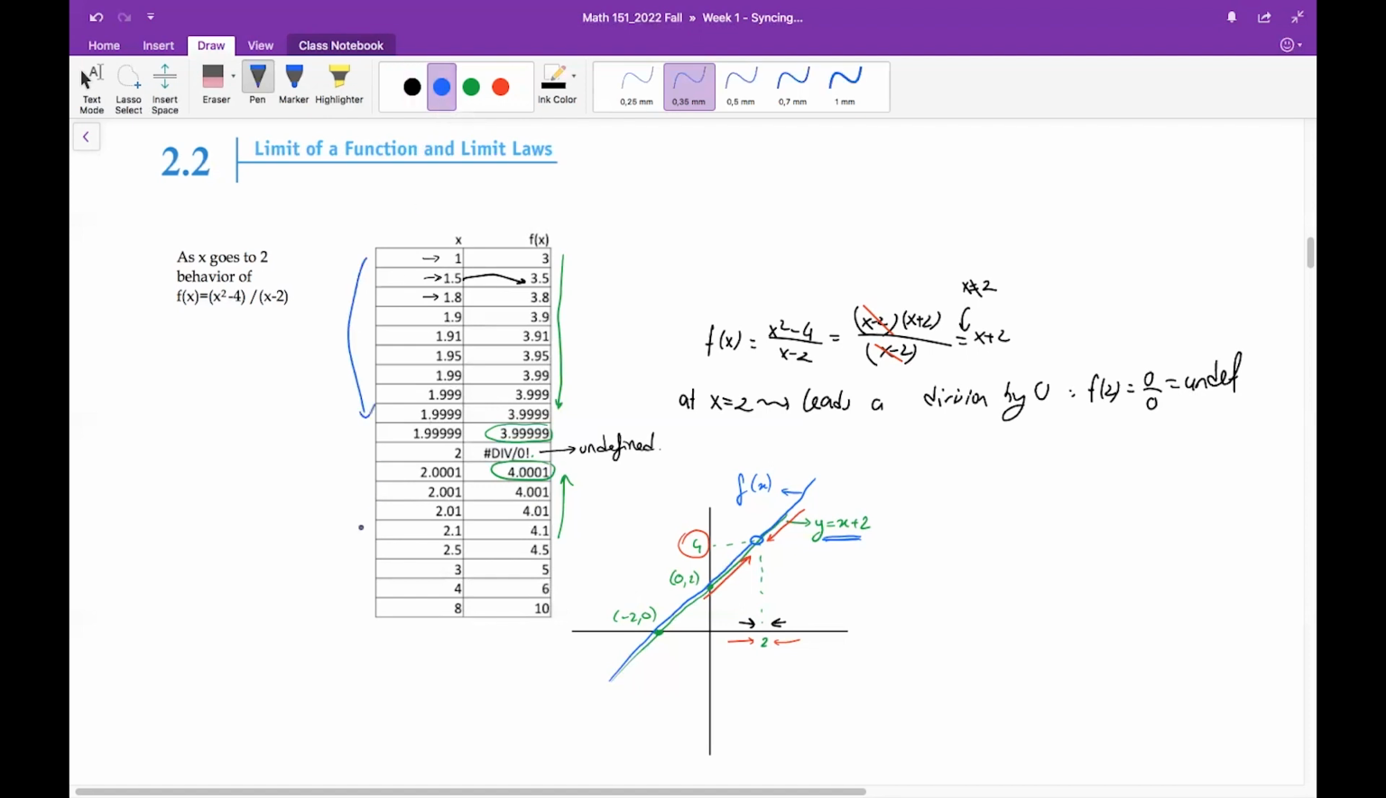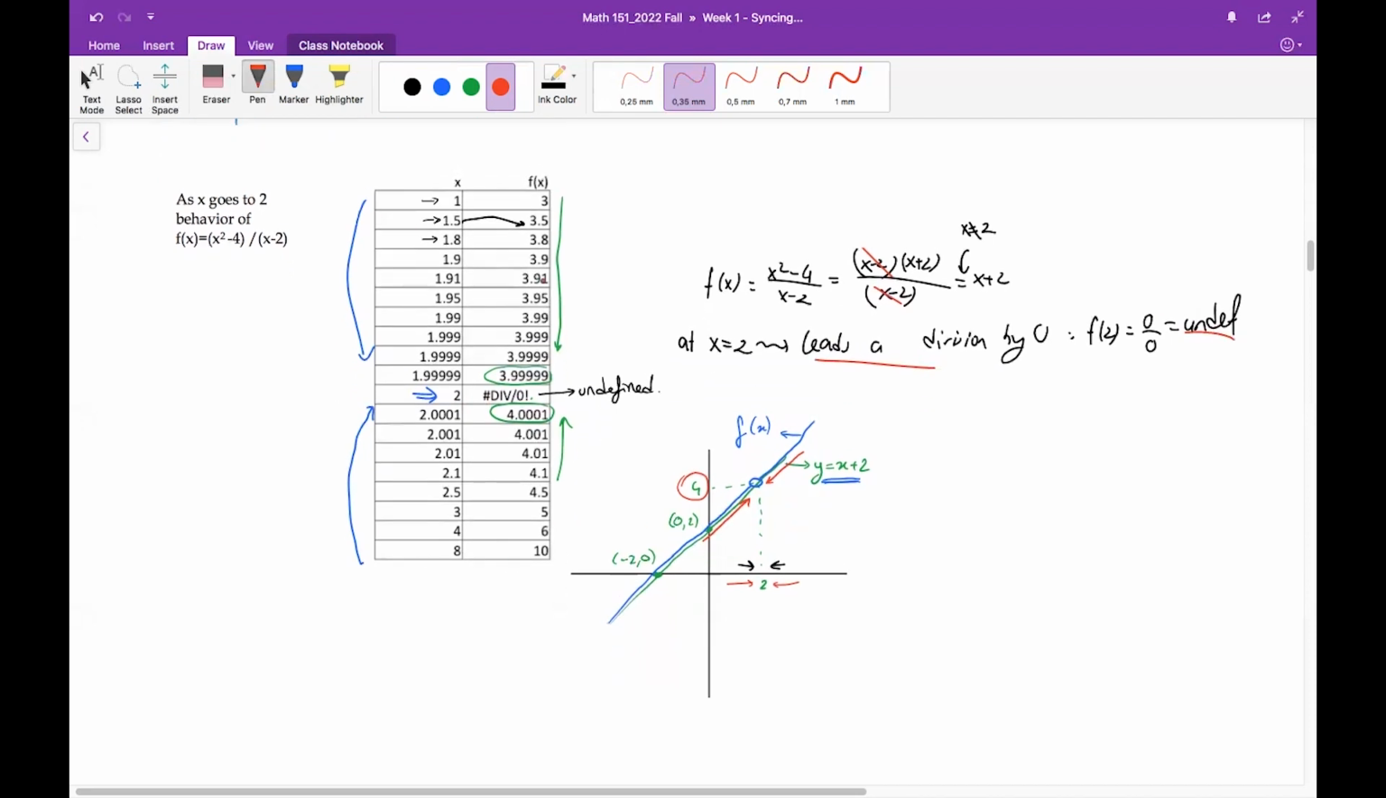You can also try to approach the value 2 from the higher values like this. For example, if x is 2.5, you get this value, 2.1, 2.01. So you see all the evaluated values here, except at x equals 2. What happens at x equals 2, as we set here at the value 2, your function becomes 0 over 0, which is an undefined value. Okay, this is the algebraic computation for this particular function. And we can also try to make a geometric analysis of this function.